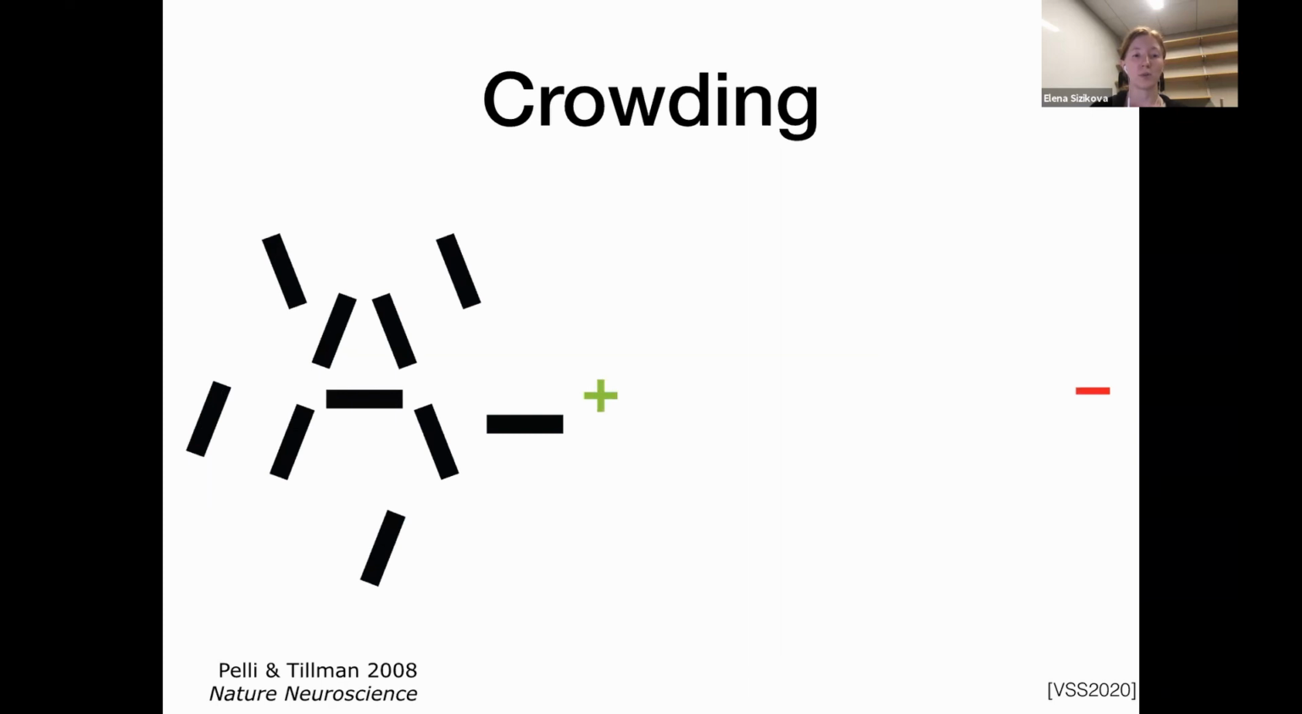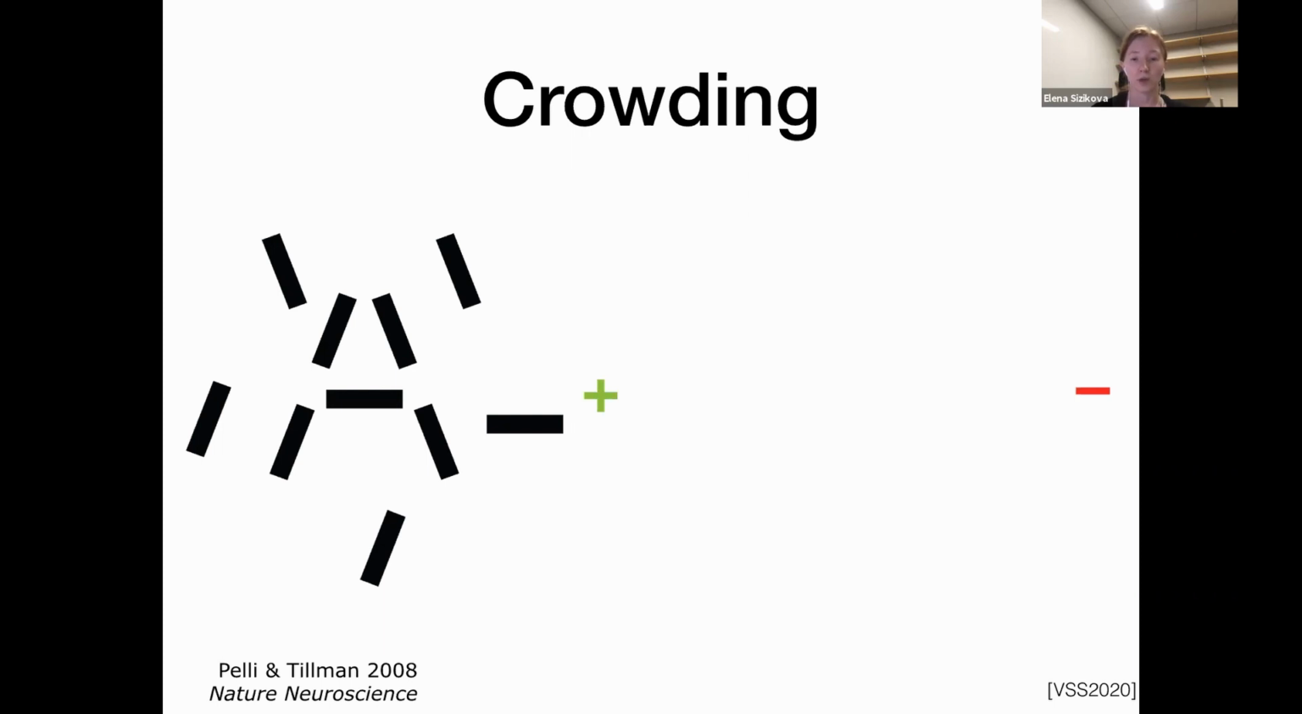First, we look at the phenomenon of crowding. Looking directly at the A, it's easy to recognize it, and it remains so when you put your eye on the nearby green plus. However, if you place your eye on the red minus, which puts the A in your periphery, then the A is crowded, and you see only a jumble of black sticks. Take a few moments to look at the demo. Human vision is worse peripherally, with worse crowding.